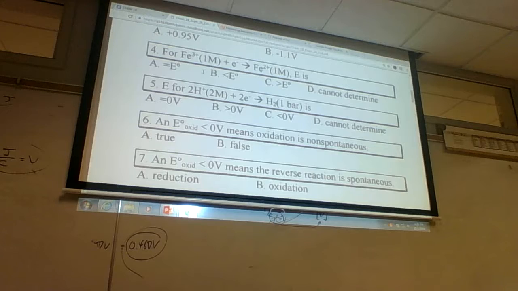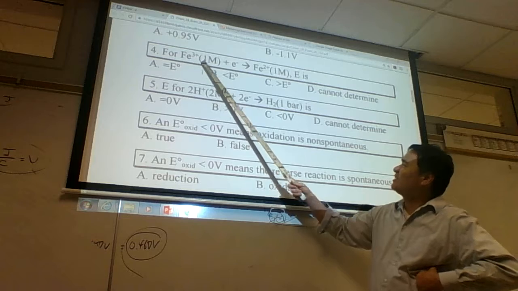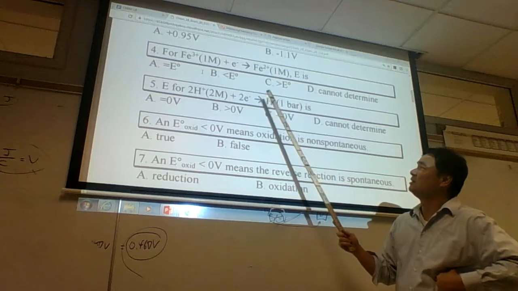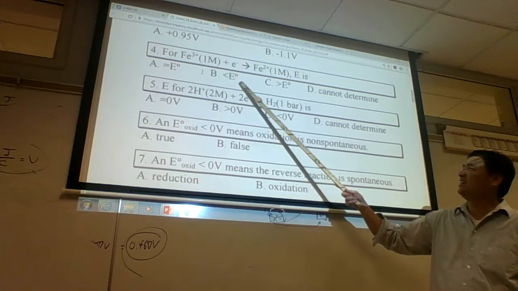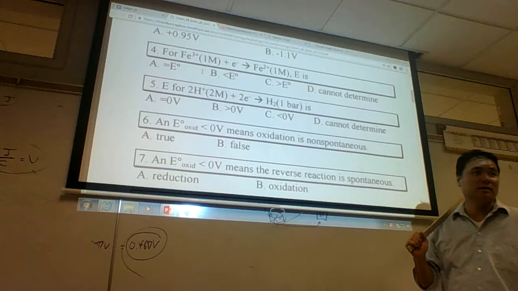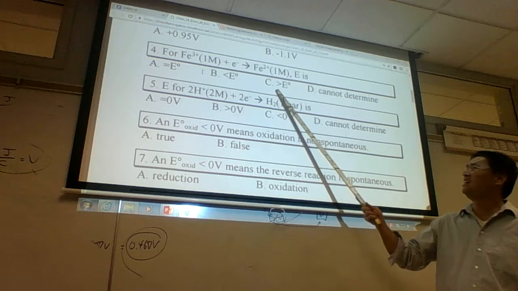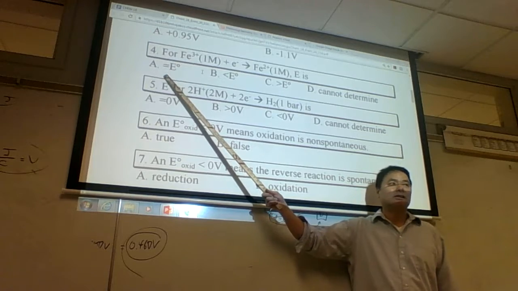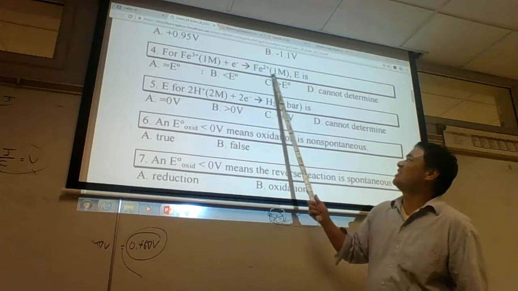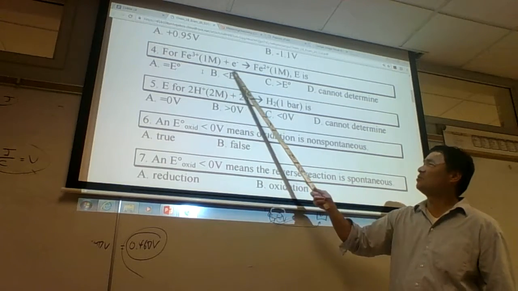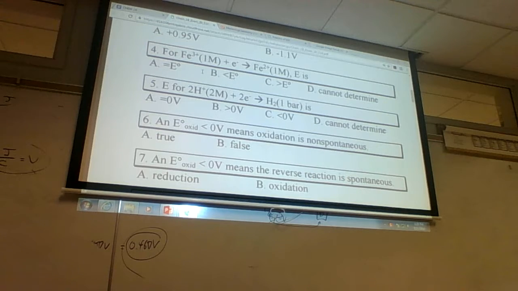Oh, did I skip 4? Okay, sorry. Let's do 4. For iron 3 plus 1 molar plus an electron yields iron 2 plus 1 molar, E is: A, E naught; B, less than E naught; C, greater than E naught; or cannot determine. The answer is A, because this is just under standard conditions, so this potential must be a standard potential. This is a standard reduction potential. The correct answer is A.